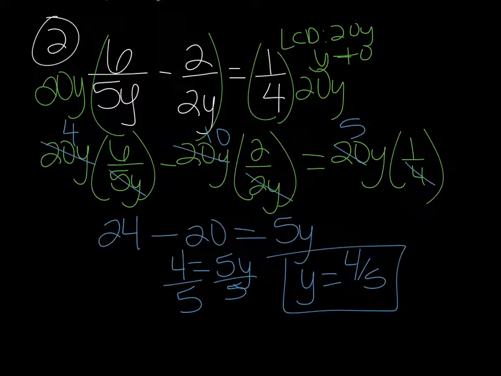Whenever your denominators all cancel out, you get 24 minus 20 equals 5y, which means 4 equals 5y. Divide both sides by 5, and you get y equals 4/5. Okay, any questions on this example? No? Doing good? Like I said, pretty much the same thing as yesterday, just a couple extra things to add in. Okay, number 3.